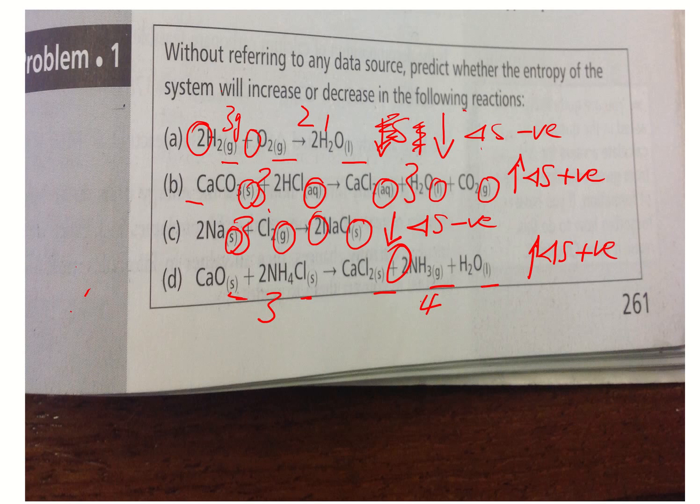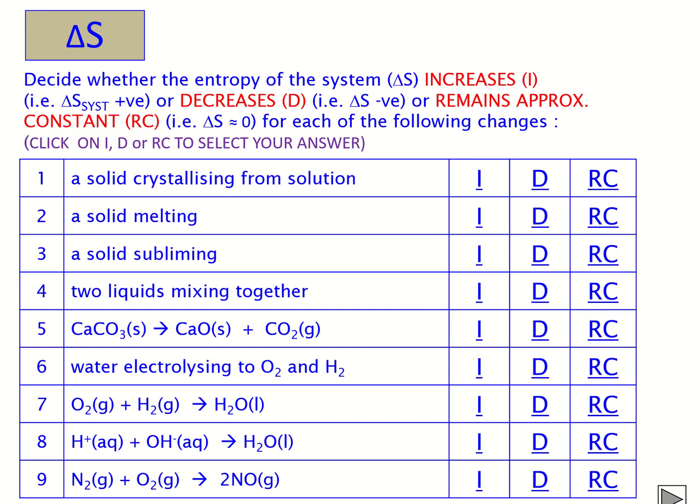Alright, so I'm going to go to the next slide over, and then it's your turn. So you've got a variety of ones there, so have a look down them. You've got 3 options. You have an increase, a decrease, or remains approximately constant. So pause the video now, have a look at them, and then I will give you the answers. So the first one's a solid coming out of solution. Okay, so that is a decrease. It's becoming much more ordered.